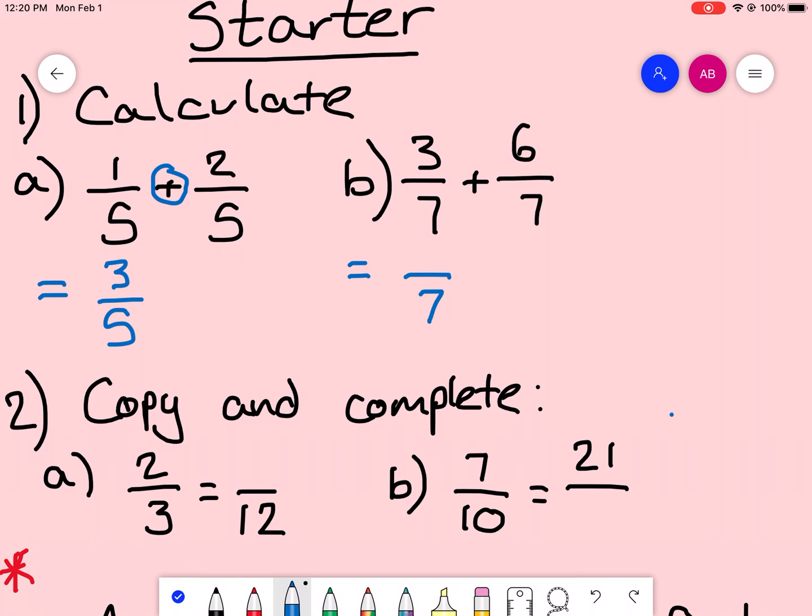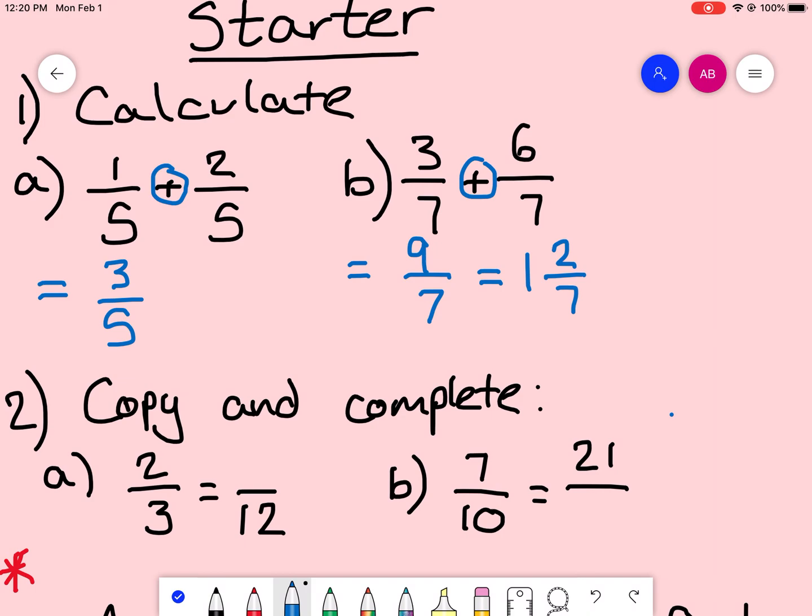Very similar calculations for b. We have got to add our two top numbers here, so 3 plus 6 gives me 9 over the common denominator of 7. I can change this to a mixed number. 7 goes into 9 one whole time with a remainder of 2, which we have to put over the 7.